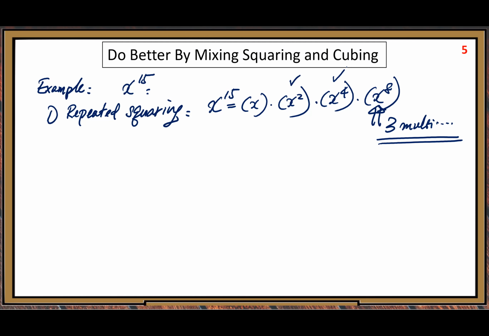After that, for these 3 dots, we need 3 more multiplications. So the total is 3 plus 3 equals 6. So that's the repeated squaring. The second time, repeated cubing.